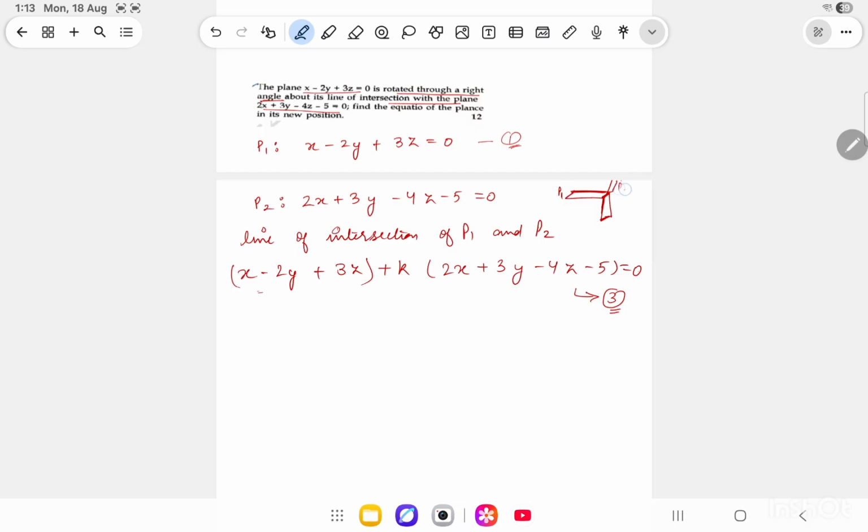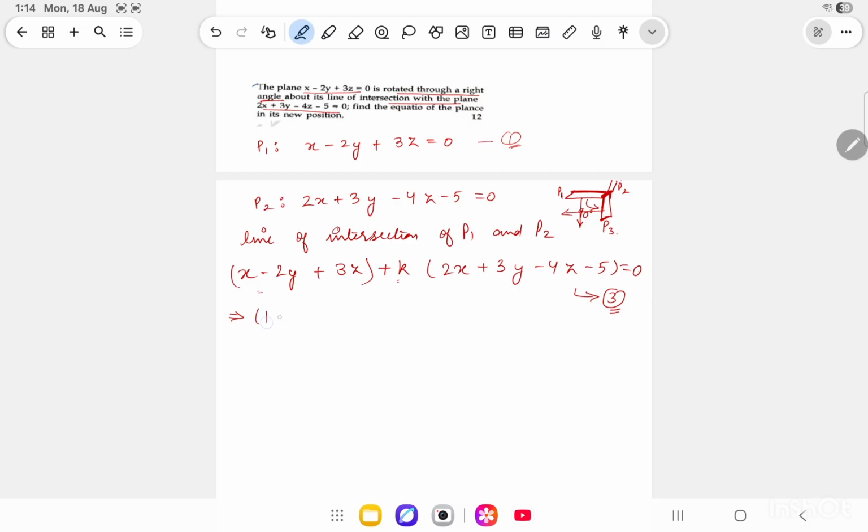This is P1, this is P2, and this is the line of intersection. So this is rotated by 90 degrees to reach position P3. If you observe, P3 also contains this line of intersection of planes P1 and P2. Also planes P1 and P3 are at 90 degrees, so the normal to plane P1 will be perpendicular to the normal to plane P3. So we'll use this relation, that the normals to these two planes will be perpendicular to each other, to find the value of k. First let us just simplify this equation.